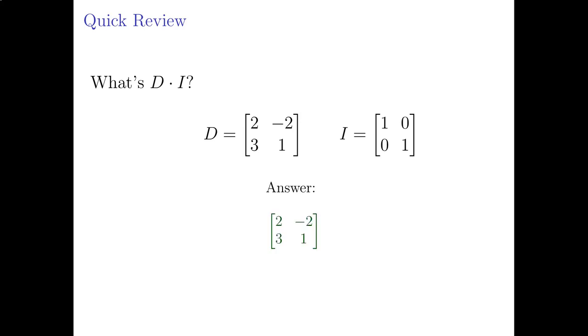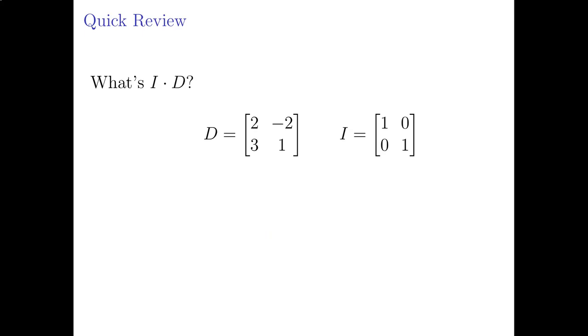That gives us 2, negative 2, 3, 1, which is D. So you'll see the operation of the identity matrix is to give us the identical matrix back, hence its name. So the I plays the role of sort of 1 in regular multiplication, right? You basically don't get anything different than you did before.